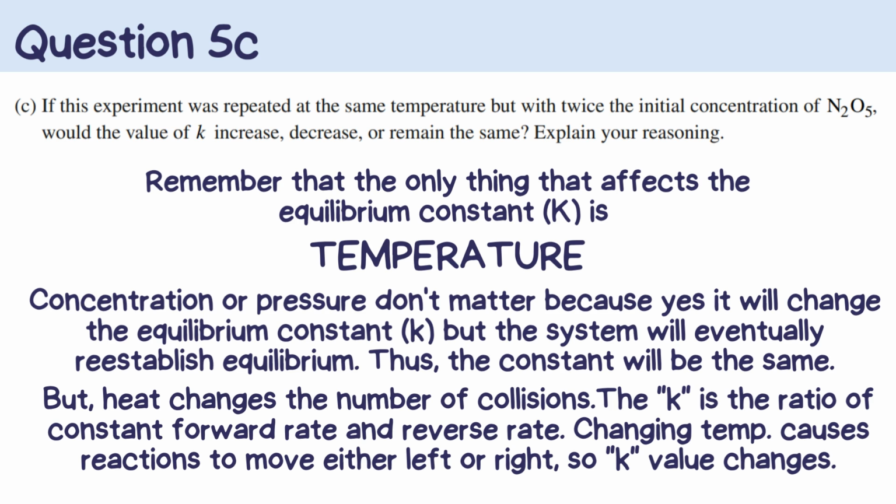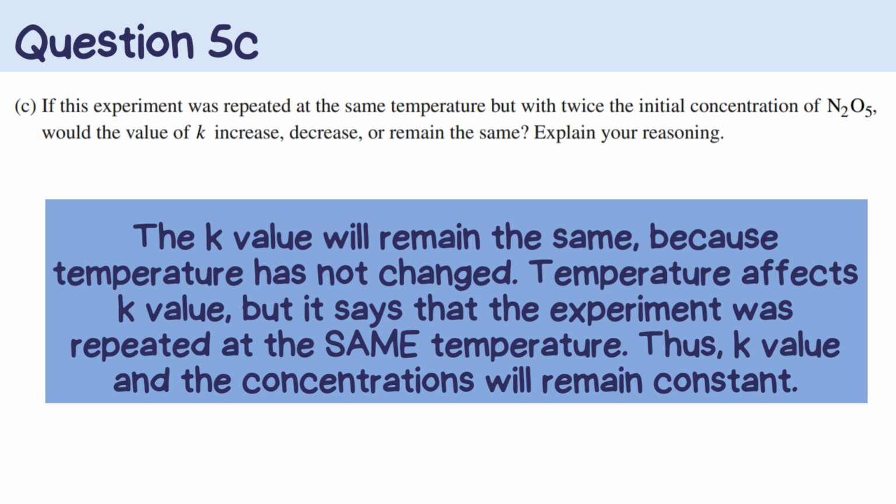But in the problem, it says that the experiment was repeated at the same temperature. So will K actually change? The answer is no. K will remain the same because temperature is not changed, and because the K value depends on temperature, it will stay constant. You can explain the reasoning using the collisions and what will happen to the equilibrium constant because of that. And that looks like the end of the FRQ.